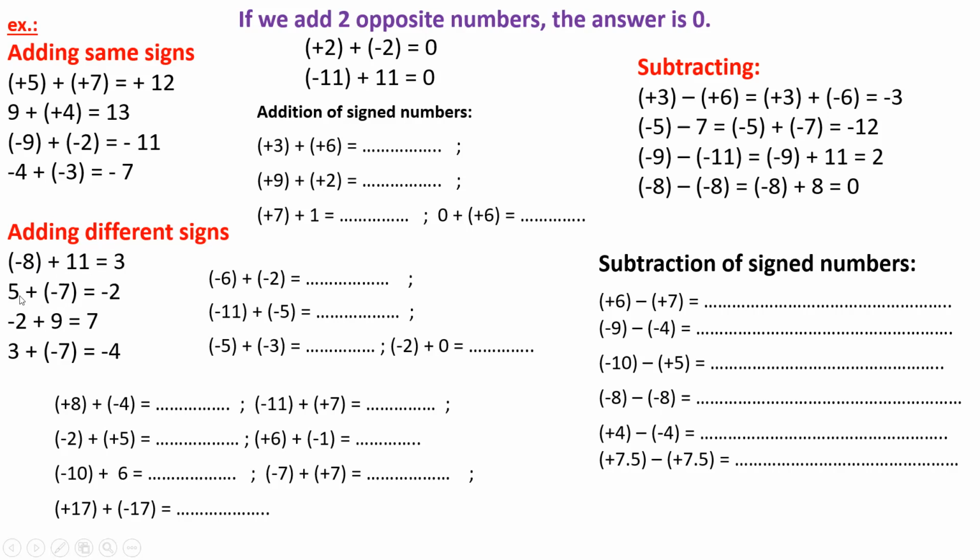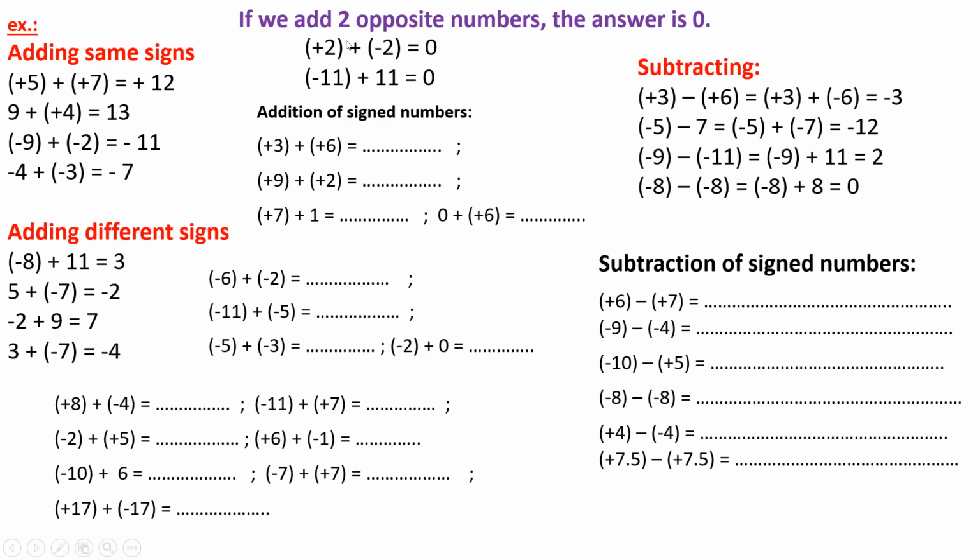Let's do another example. 5 plus negative 7. Since I have a positive number and a negative number, I ask about the greatest. Of course, 7 is the greatest and its sign is negative. So my answer will be negative, and I subtract. 7 minus 5 is 2. And you continue the others.